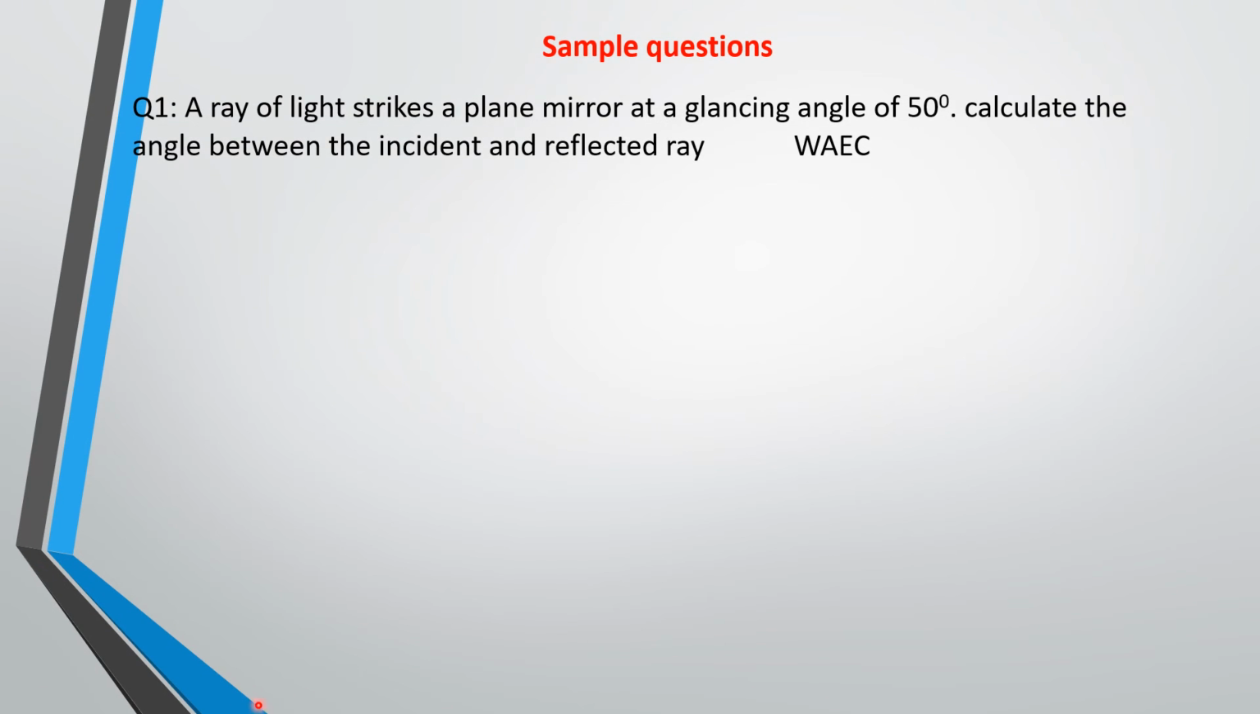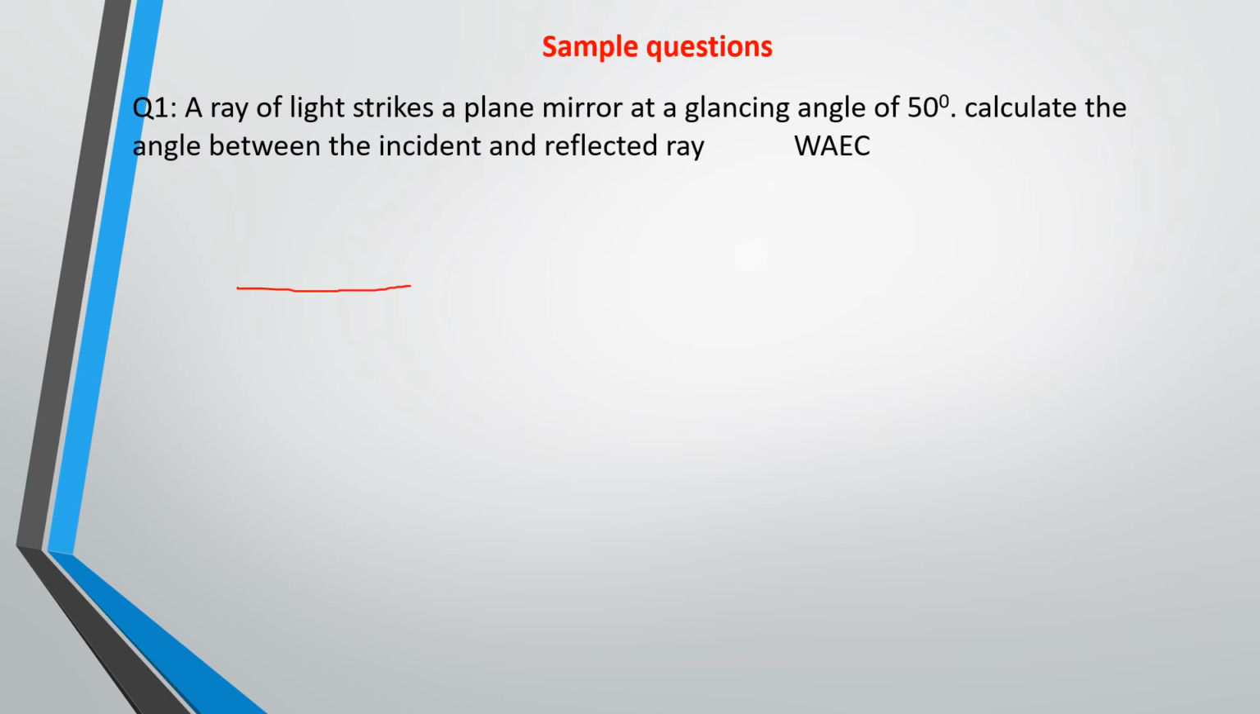So this one says that a ray of light strikes a plane mirror at a glancing angle of 50 degrees. Calculate the angle between the incident and reflected ray. Okay, so for this, my diagram will not be too perfect, but I just want to use it to explain what this question is so that the answer will come out readily. Pardon me, I'm drawing with my hand, so it will not be perfect, but you should use it to understand what the question is saying.